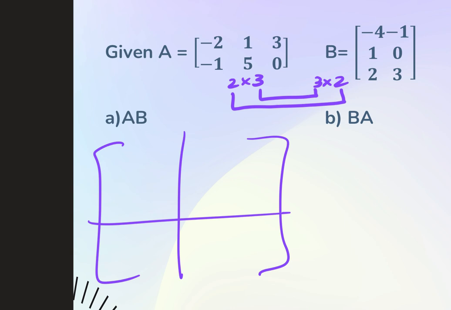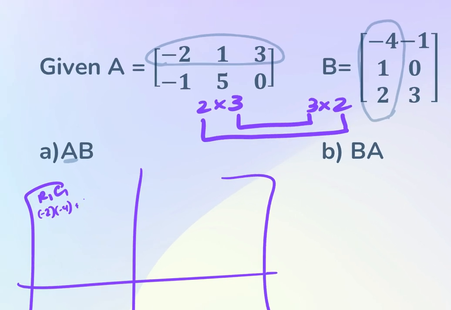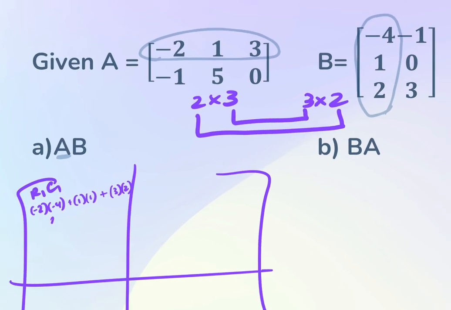And what is the name of that first cell? Row 1, column 1. That tells you what things you're multiplying together. Row 1 from the first matrix, which was A, and column 1 from the second matrix, which is B. And I do it in pairs. So I'm going to do -2 times -4 plus 1 times 1 plus 3 times 2. And I get 8 plus 1 plus 6, or 9 plus 6, which is 15.